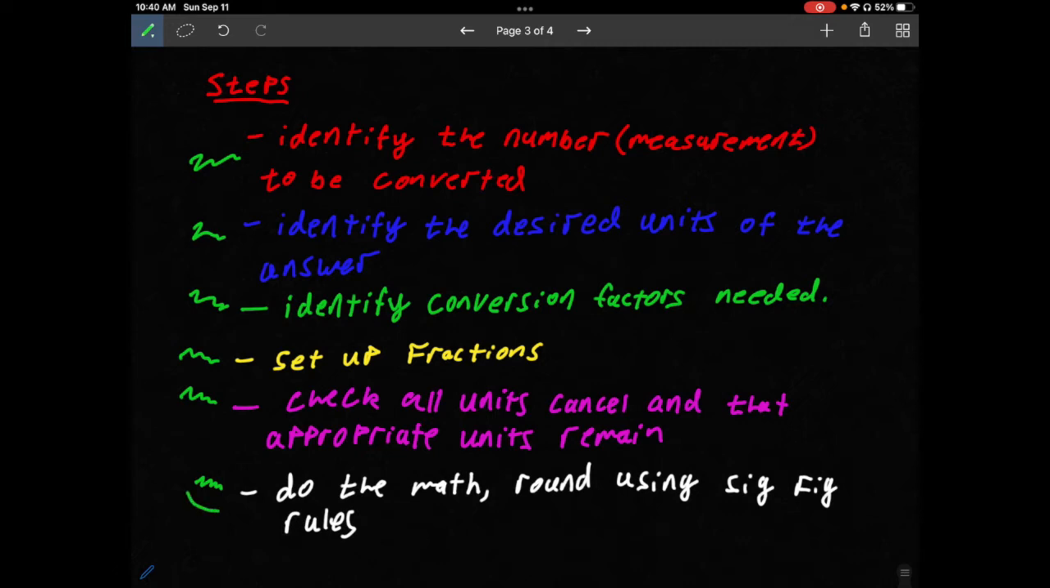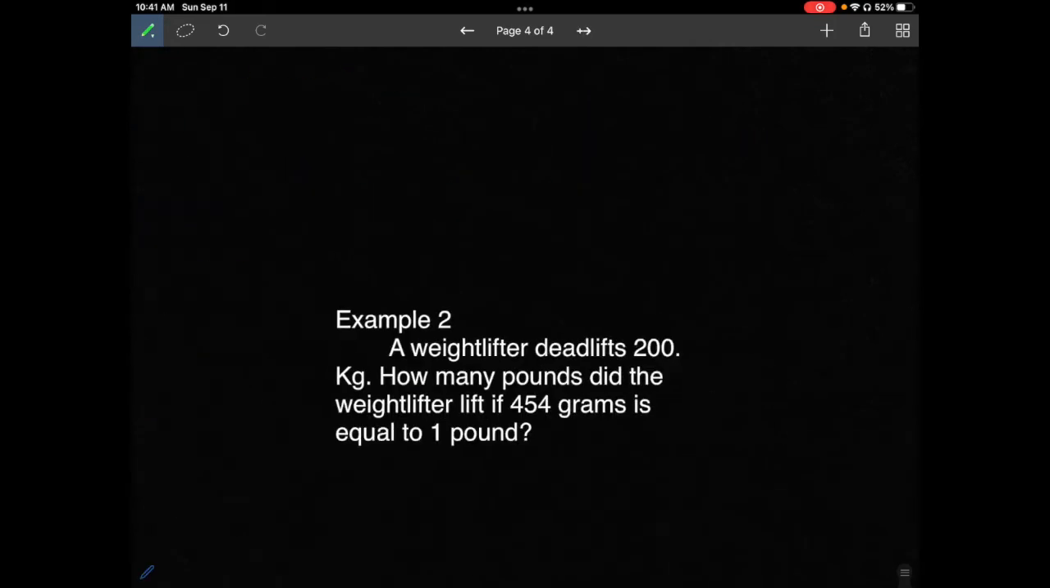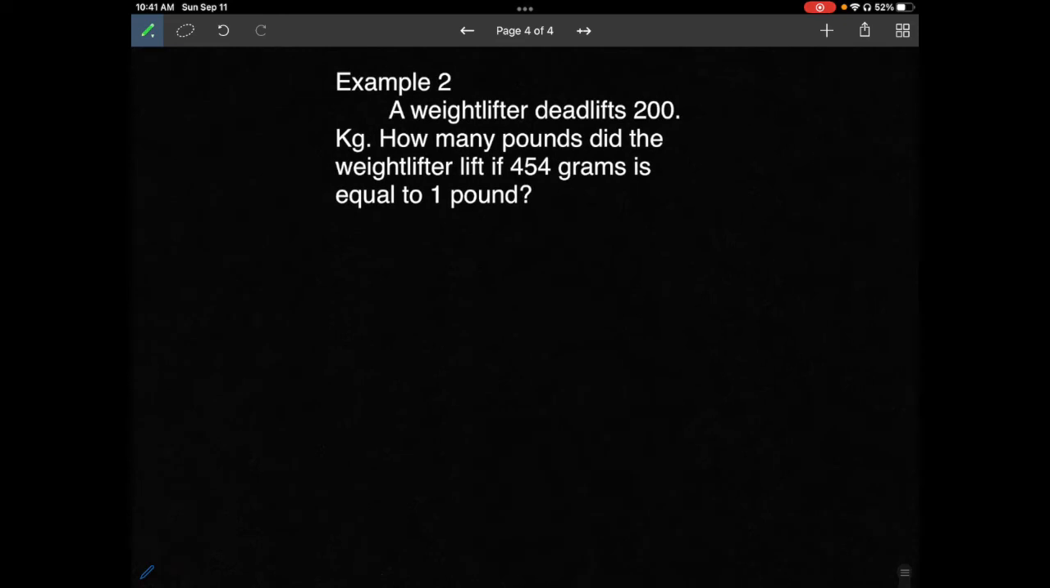And probably we would want to go back to this step at the end and make sure, again, that all your units canceled and that the appropriate units remain. So we'll try one more problem. Example 2, a weightlifter deadlifts 200 kilograms. How many pounds did the weightlifter lift if 454 grams is equal to 1 pound?